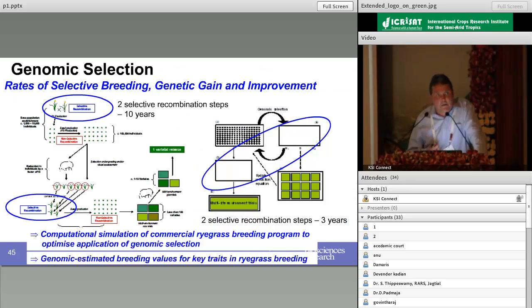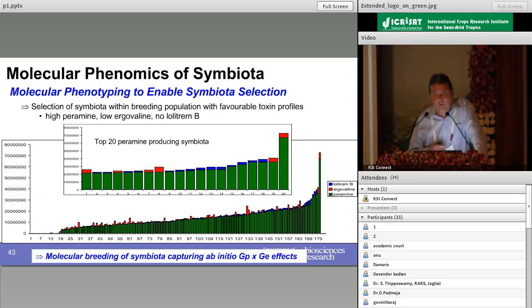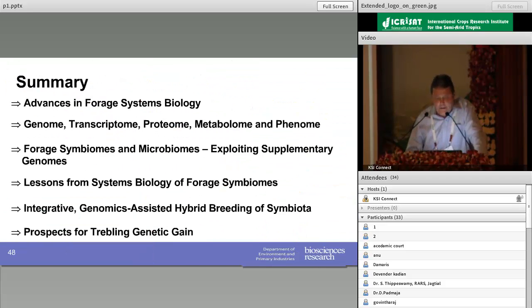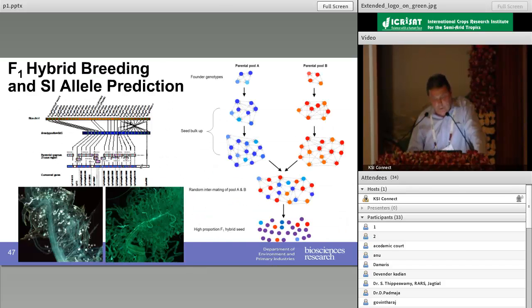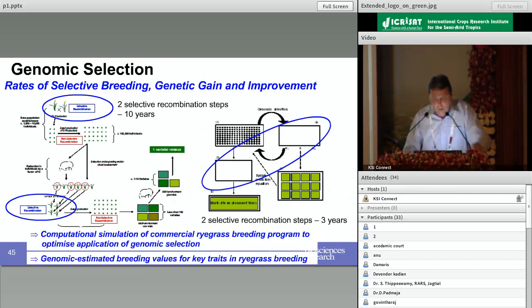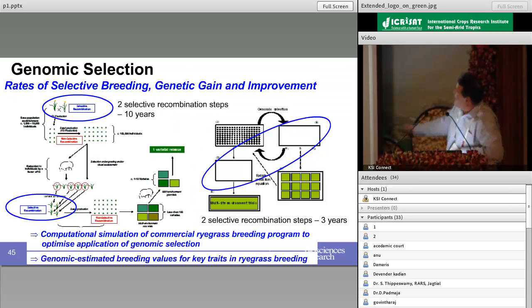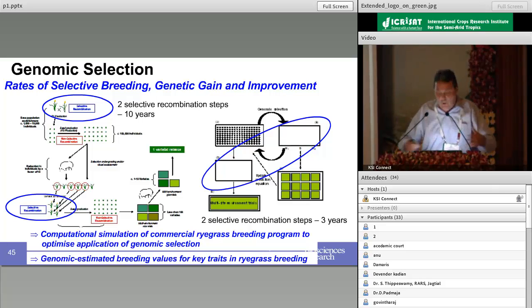Setting the basis then for applying genomic selection, particularly in the context of refining breeding schemes, developing phenotyping tools and genotyping tools at acceptable costs. And this is the way that commercial breeding of perennial ryegrass happens today, with 2 selective recombinations over 10 years. And we have now designed through computational simulations a commercial breeding program to optimize the application of genomic selection, with good prospects for doubling or tripling the rate of genetic gain.